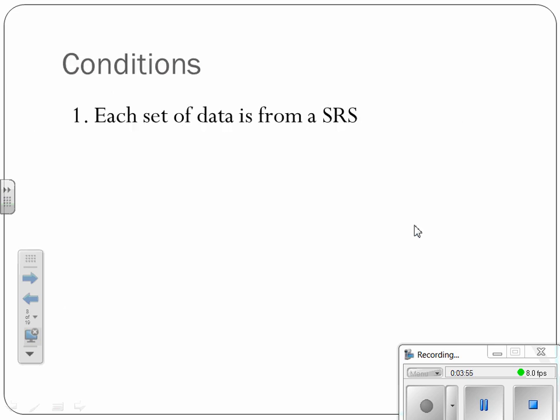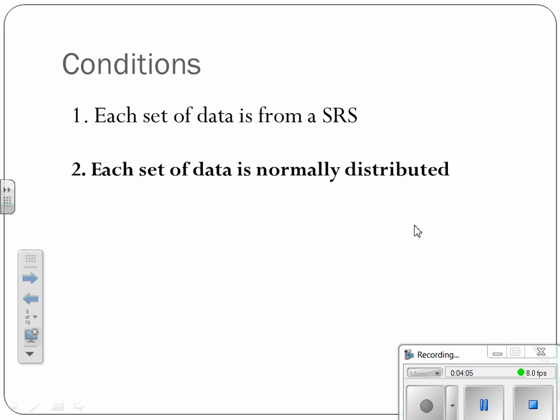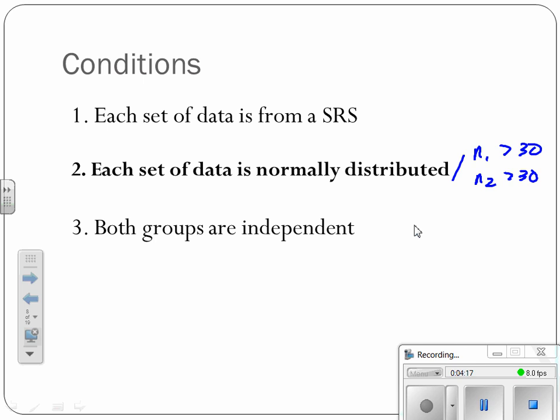Okay. So here are the new conditions, or slightly altered conditions. Because we have two sets of data, we need each of them to come from an SRS. Because there are two sets of data, we need each to be normally distributed, or that n1 is greater than 30 and n2 is greater than 30. So either they're both from a normal distribution or they're both big enough. And then finally, that both groups are independent of each other. We just want to make sure that there's not an overlap.